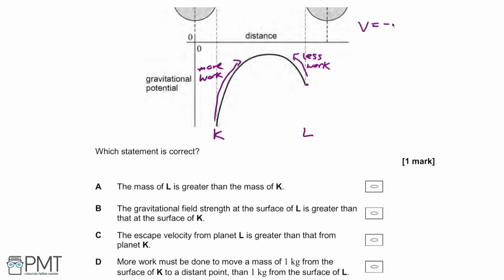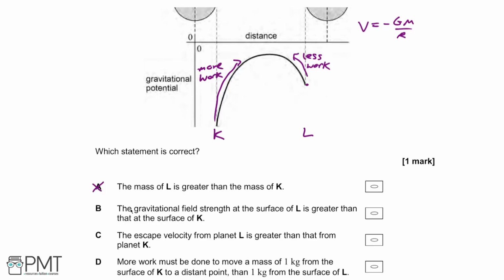Since we have our definition that V is minus GM divided by r on the surface of the planet, we can compare the heights of the gravitational potentials at the surface of K and L. For A, it says the mass of L is greater than the mass of K. Since they have the same radius, this can't be true, because the only thing that's changing in the expression for the potential is the mass of the planet, and this would imply that L should have a deeper well than K, because V is directly proportional to M, the mass of the planet. So A is out.